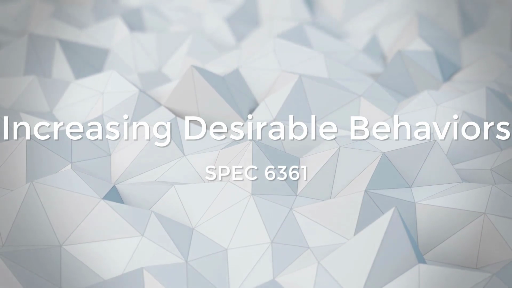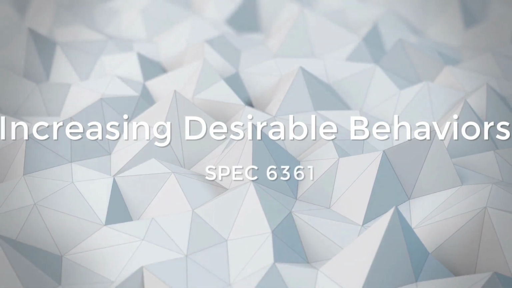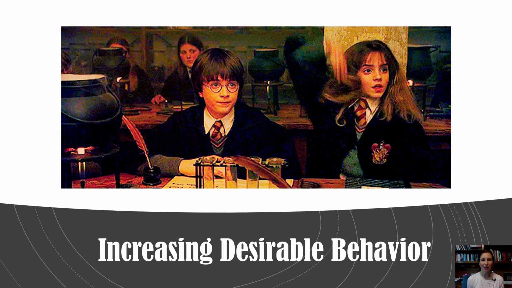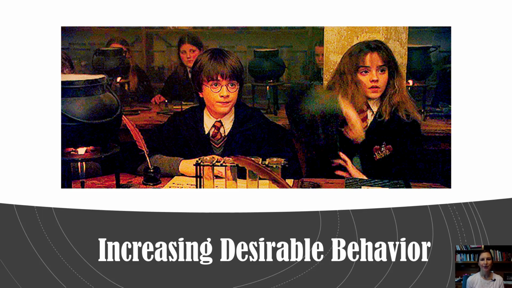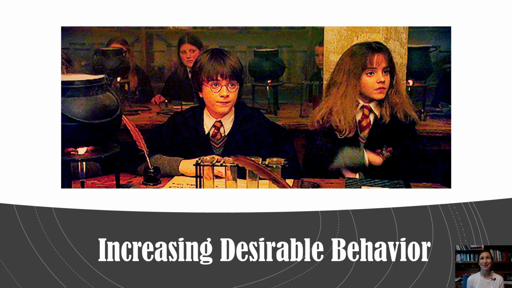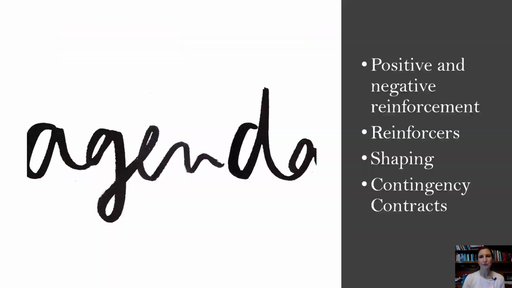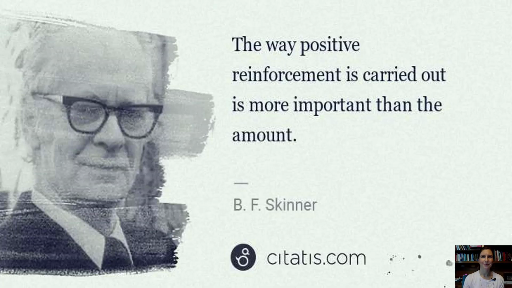Hi guys, at the end of your chapter there are a couple of strategies on classroom behavior management, and this lecture focuses on those strategies that increase desirable behavior. So if you have a behavior in the classroom that a student is not engaging in but you want them to engage in more, so a good appropriate behavior, this lecture will provide you with some strategies to increase those behaviors. We're going to first talk about positive and negative reinforcement, and then we're going to talk about some reinforcers, and then we're going to talk about shaping and wrap it up with contingency contracts.